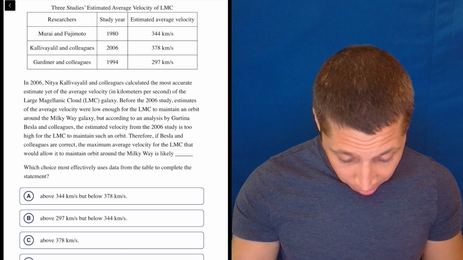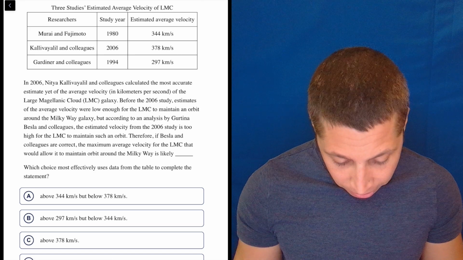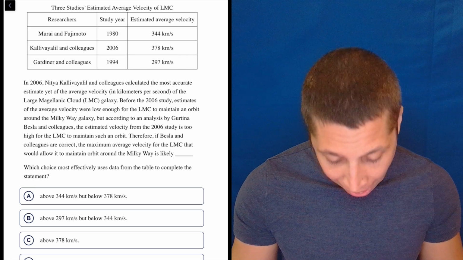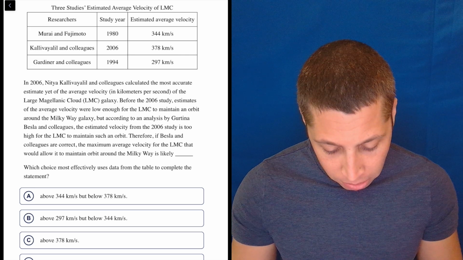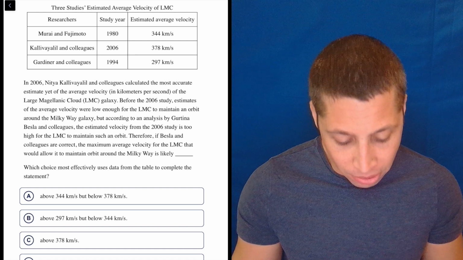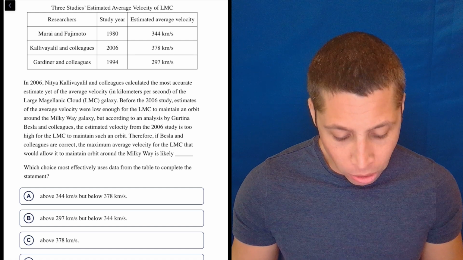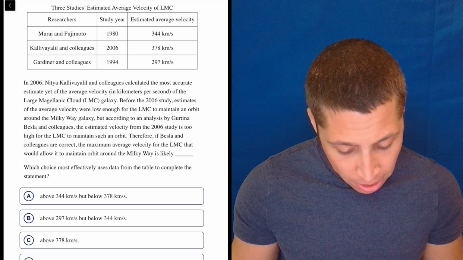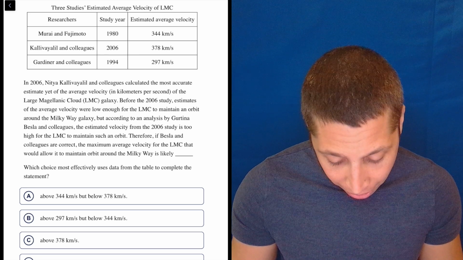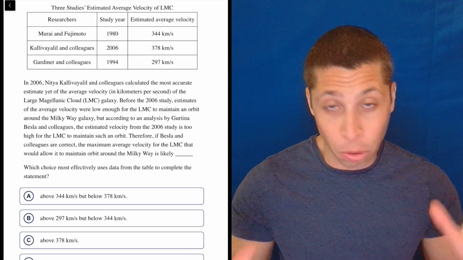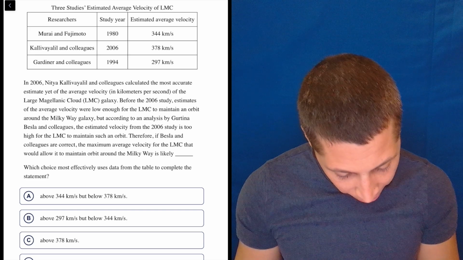In 2006, this person and colleagues calculated the most accurate estimate yet of the average velocity of the Large Magellanic Cloud galaxy. Before the 2006 study, estimates of the average velocity were low enough for the LMC to maintain an orbit around the Milky Way galaxy, but according to an analysis by this other person, the estimated velocity from the 2006 study is too high for the LMC to maintain such an orbit. See, I'm losing this, guys. I have no idea what they're talking about. We'll focus on the end here.